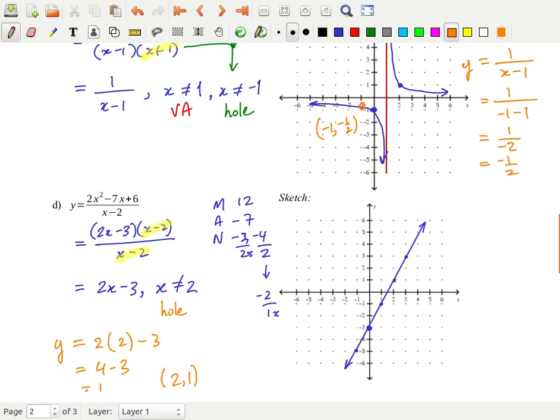And if we take a look, we could have gotten that from the graph. So there's a hole right there. Let's see if I erase that and put in a nice clear open circle to represent the hole, which has coordinates 2, 1. Otherwise, it's a straight line.